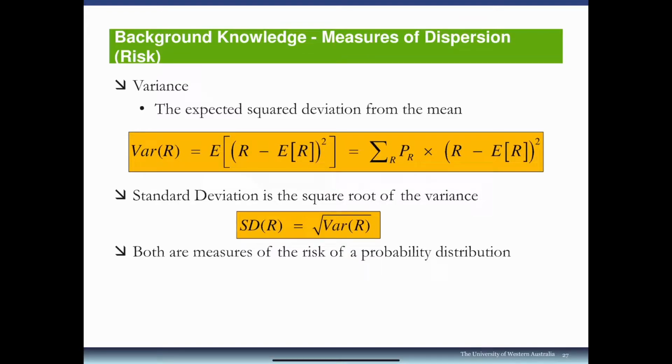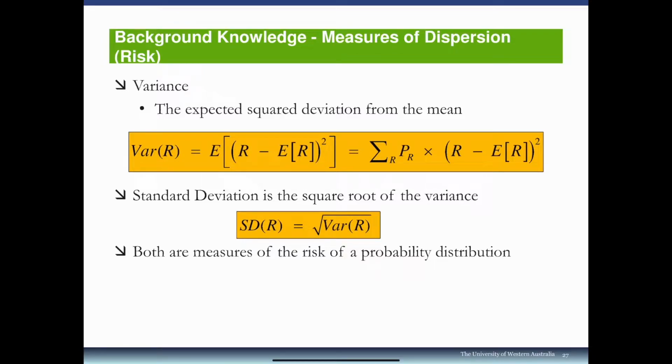An associated concept with variance is standard deviation, which is the square root of variance. SD, you probably see that term a lot. SD equals the square root of the variance. And standard deviation is also known as volatility. So when people talk about volatility, they're referring to standard deviation, or the square root of variance. Both are measures of the risk of a probability distribution.